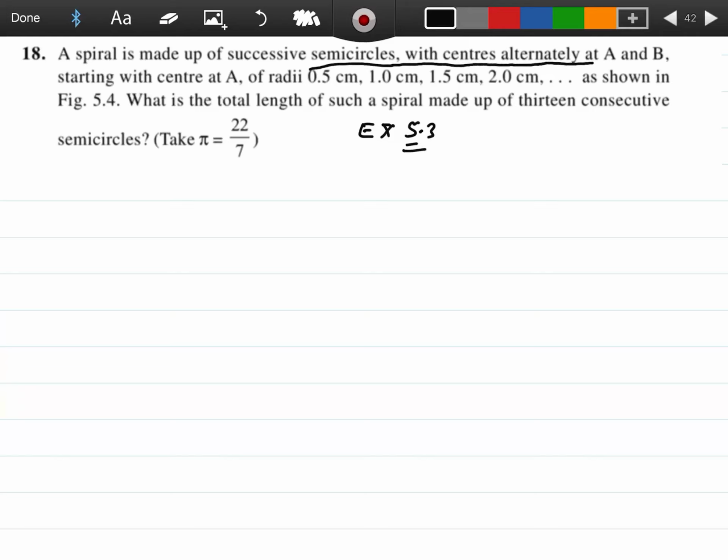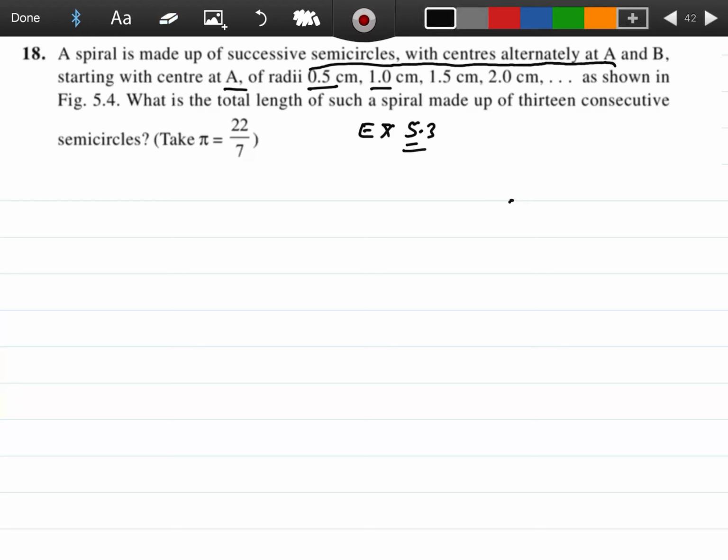Now, 18th question, same exercise 5.3. Here, a spiral is made up of successive semicircles with centers alternately A and B, starting with the center A, of radii 0.5 cm, 1 cm, 1.5 cm, 2 cm and so on, as shown in the figure 5.4. What is the total length of such a spiral made up of 13 consecutive semicircles?